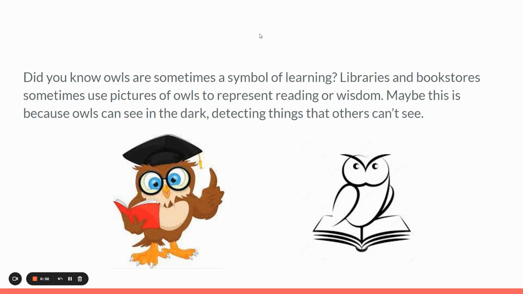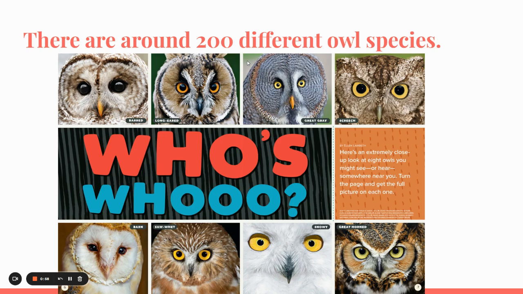Did you know that owls are a symbol of learning? A lot of companies will use the symbol of an owl to represent wisdom. Maybe you might see a picture of an owl at a library or a bookstore. The reason why is owls can see in the dark, and so they're very smart and known for their wisdom. There are around 200 different species of owls, so let's look at all of these.